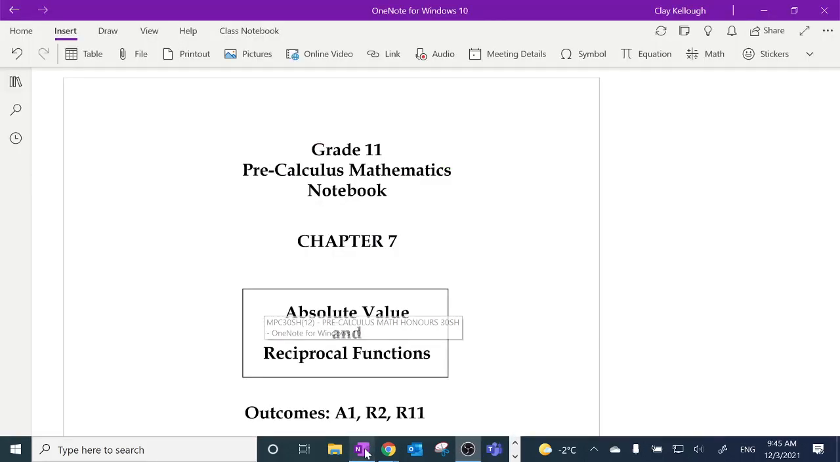It's really just an introduction to absolute value. The unit's called absolute value and reciprocal function, but today we're just going to introduce absolute value and then just do a little bit of graphing review from grade 10 and from chapter 3 earlier this year. So this will be a very quick little introduction here.